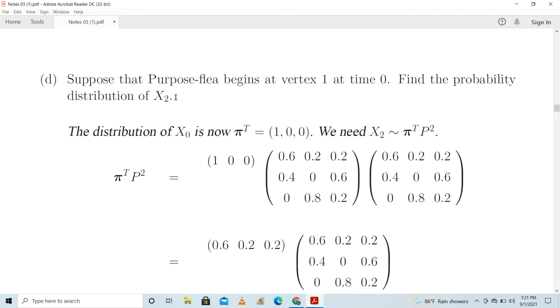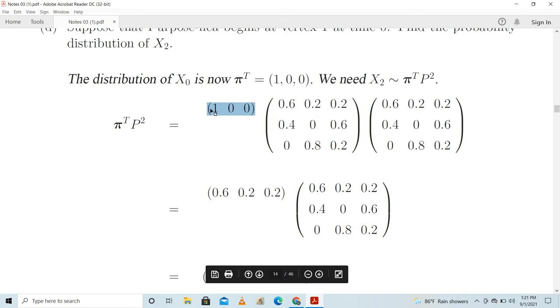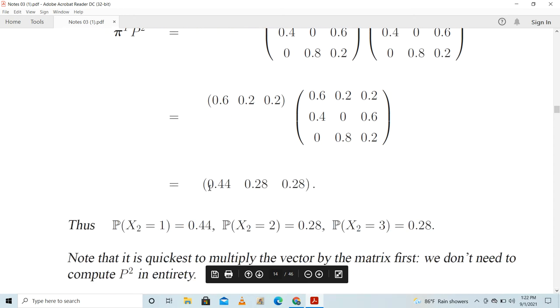And then again, we are talking about X2. For X2, we have to take the distribution of X0, that is phi transpose, and multiply that by P squared. Last week we discussed that. P is the transition matrix, so we take P squared here, and here X0 is 1, 0, 0. When you multiply 1, 0, 0 by this matrix, you are left with only the first row values, because the other two terms are equal to 0. So you can just take the first row and multiply with the matrix and find the distribution of X2. So you will get these answers.